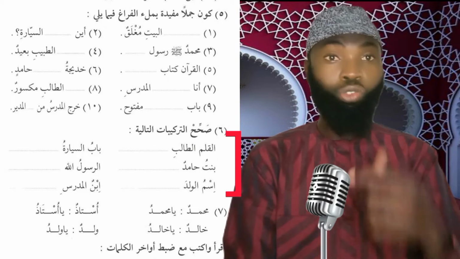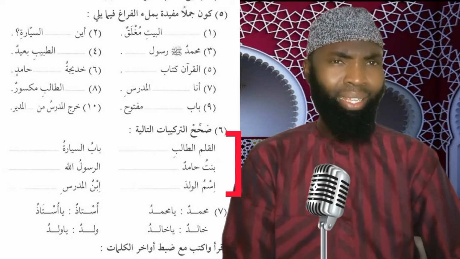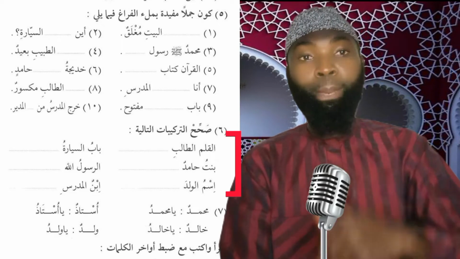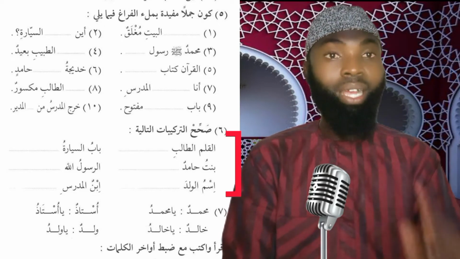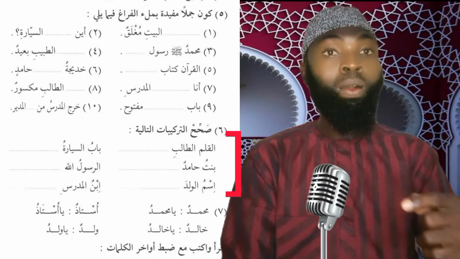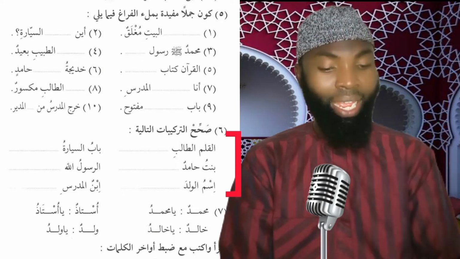No, that is not correct, because what we have just learned is possession. So we cannot say al-qalamu, the pen, the student. That is wrong. We rather say qalamu at-talibi. What is wrong here is that what is possessed is carrying alif and lam. So we remove the alif and lam and write qalamu talibi, the student's pen.